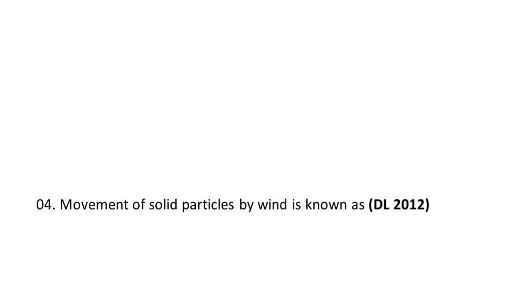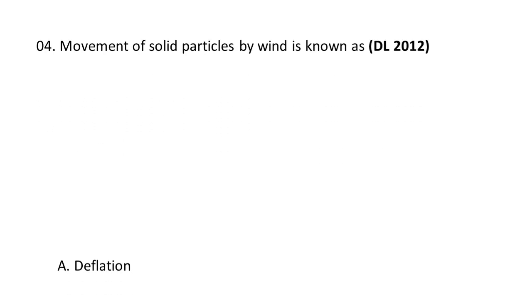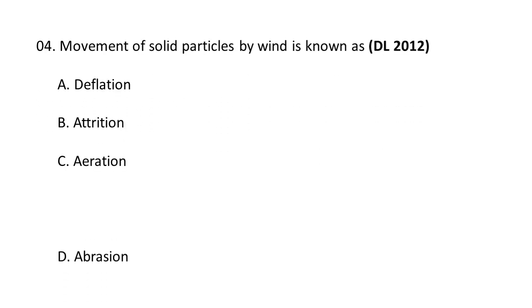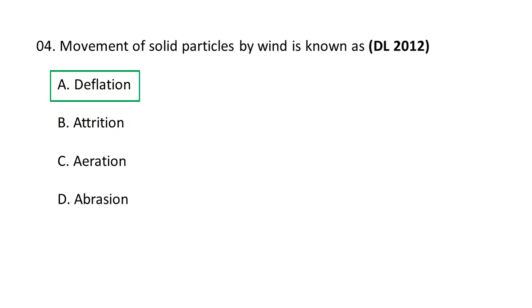Next question. Movement of solid particles by wind is known as A. Deflation, B. Attrition, C. Aeration, D. Abrasion. So the correct option is A. Deflation. Deflation is a type of wind erosion that occurs when wind removes fine and dry particles from the top of the soil layer or sediment layer, and this process can expose rock fragments that are too heavy for the wind to lift. So movement of the solid particles by wind is known as deflation.